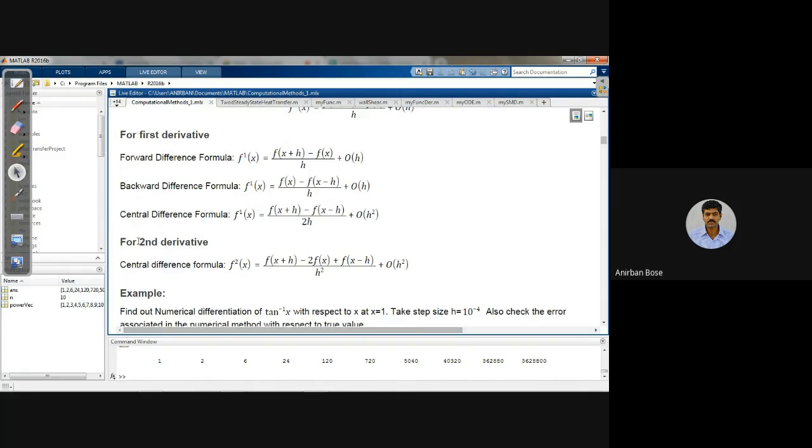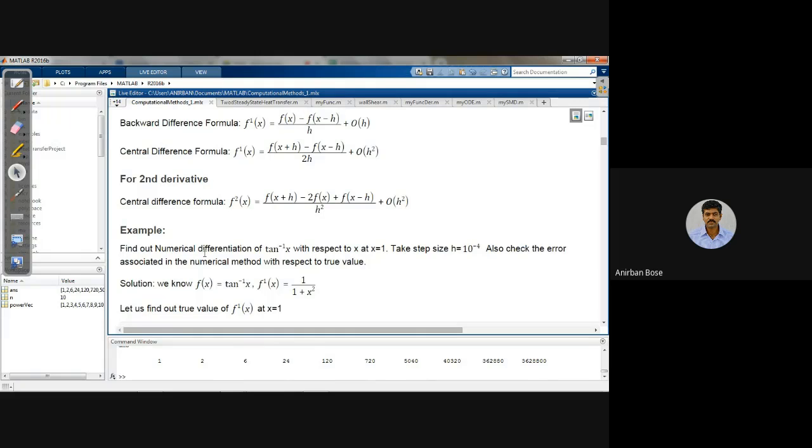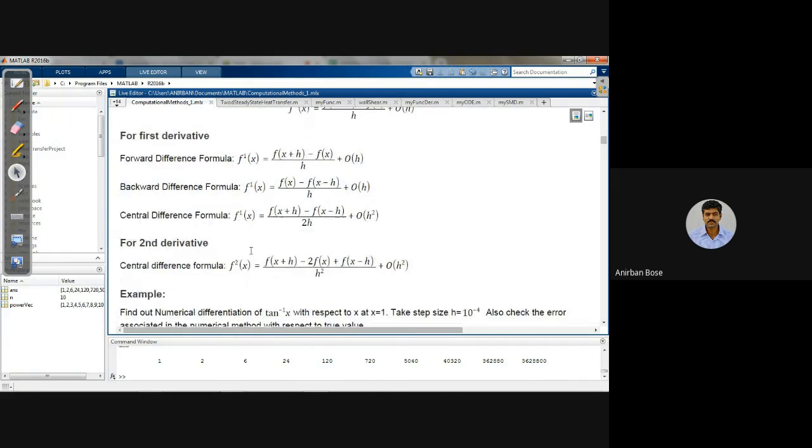Now for the second derivative, exactly in a similar way, this is the central difference formula which is commonly used, and the leading order term in the error part you can see is h square. So that is the order of the truncation error, and this is the central difference formula for the second order derivative. A few things you have to remember. Definitely we are going to use them with some practical problems. We will understand at that time where we are going to use all these things.